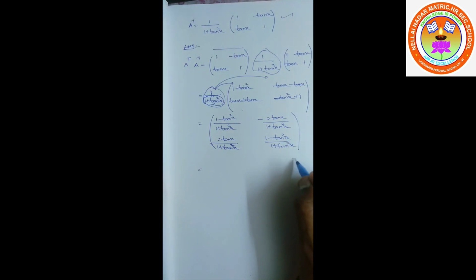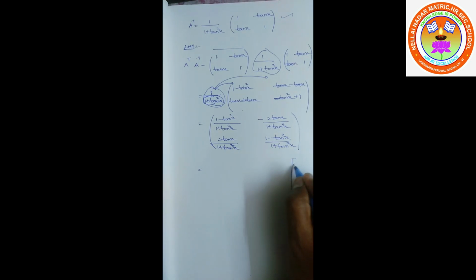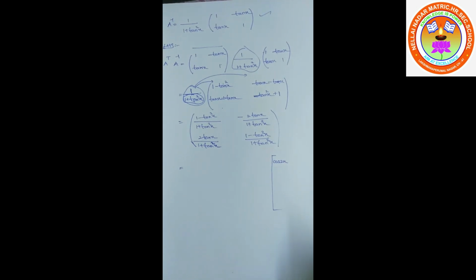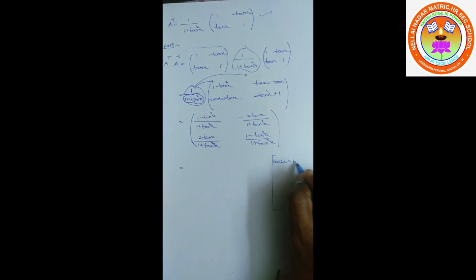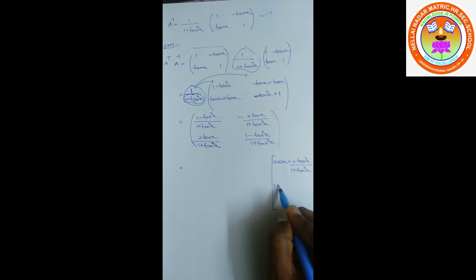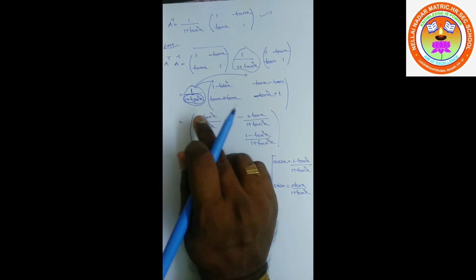After writing all this, we have the formula. What is the formula? It is nothing but cos 2x. This we have studied in the 11th standard. The cos 2x formula is 1 minus tan square x divided by 1 plus tan square x. Next, the sin 2x formula: sin 2x is 2 tan x divided by 1 plus tan square x. This is the formula we have studied in trigonometry in 11th standard.